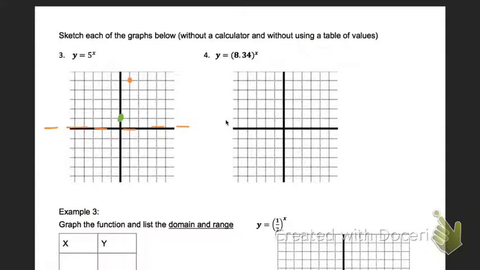I should have used green. And then I can connect the dots. What's it doing to the left? Curving towards 0. So do we only need 2 points? Mm-hmm. Are you kidding me? I'm not kidding you.